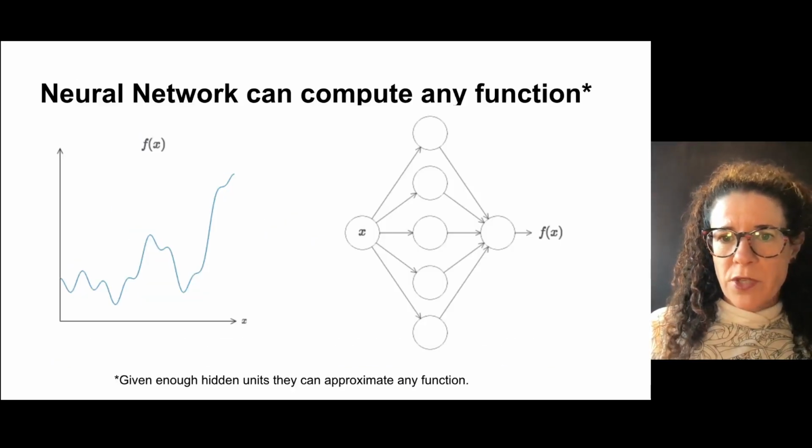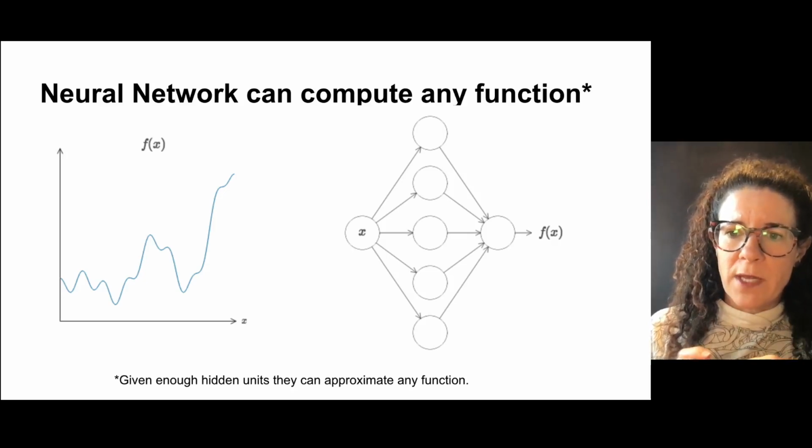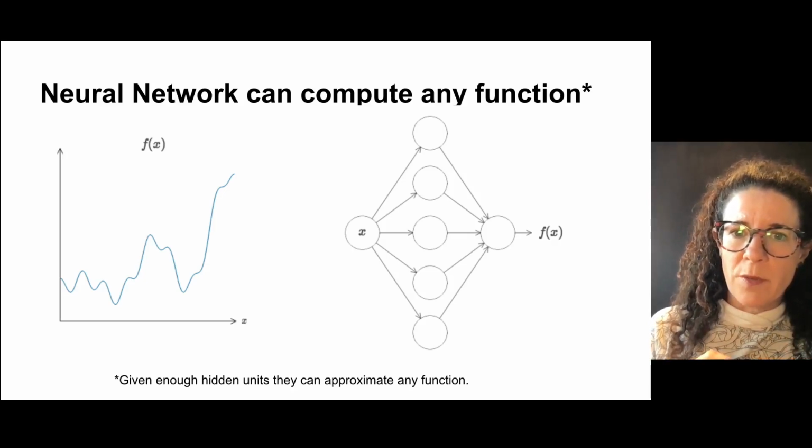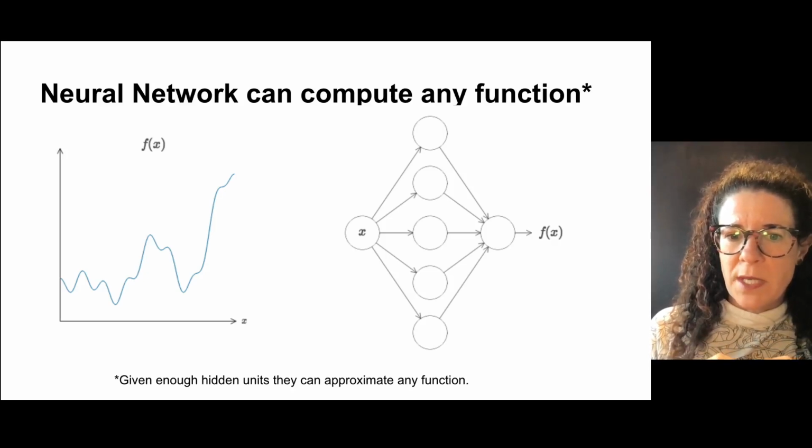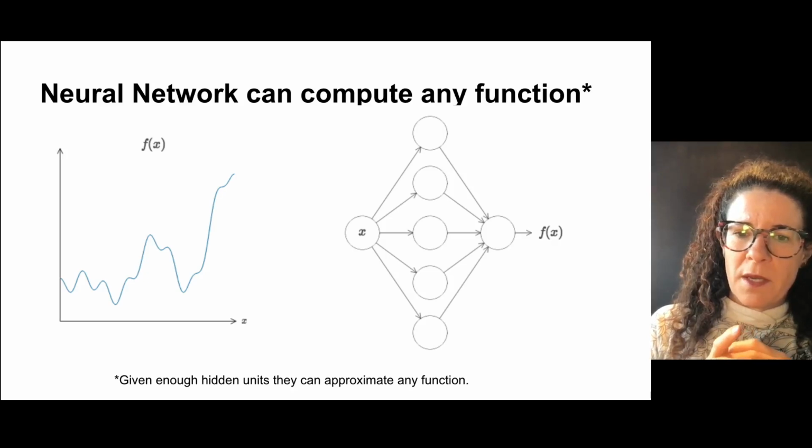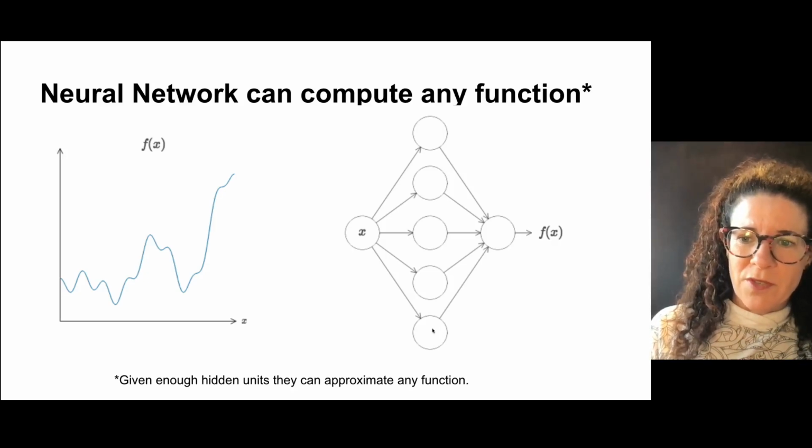And finally, I wanted to mention that neural networks are very flexible functions that can approximate, in some sense, any function. Even a neural network with one hidden layer can approximate very complex functions.